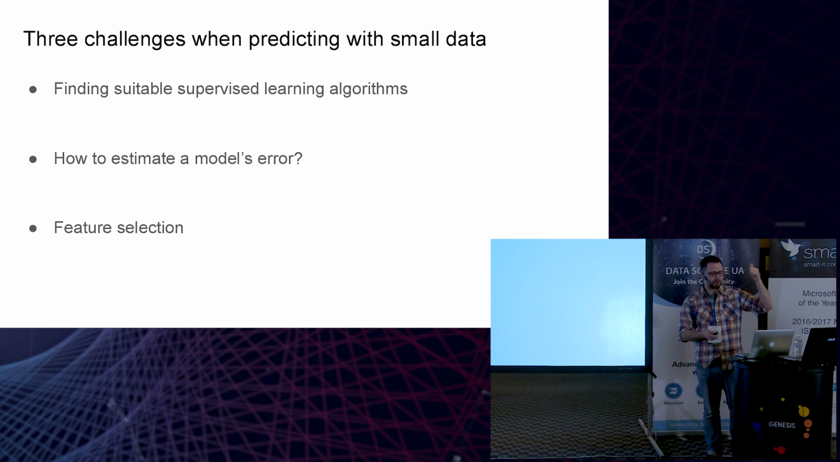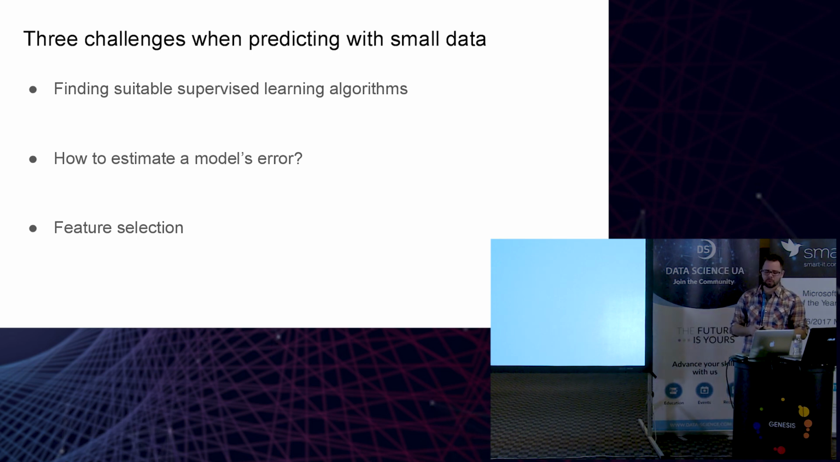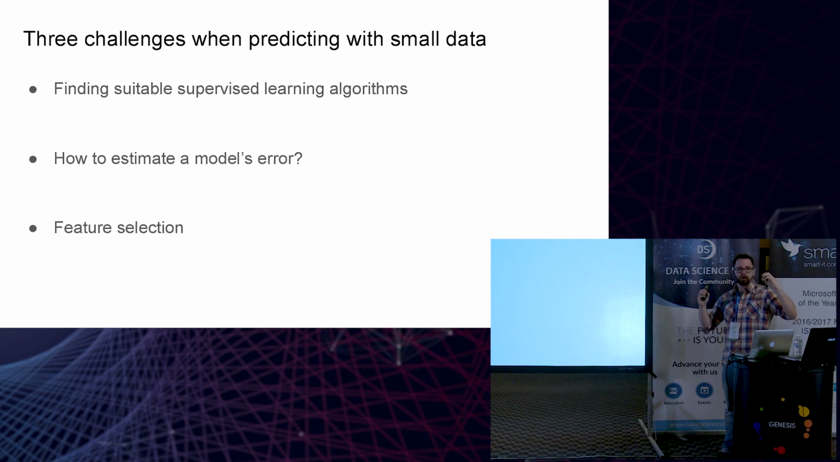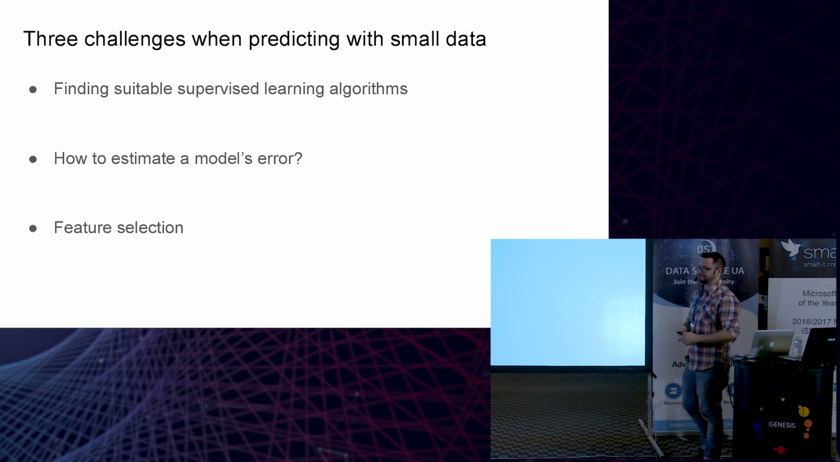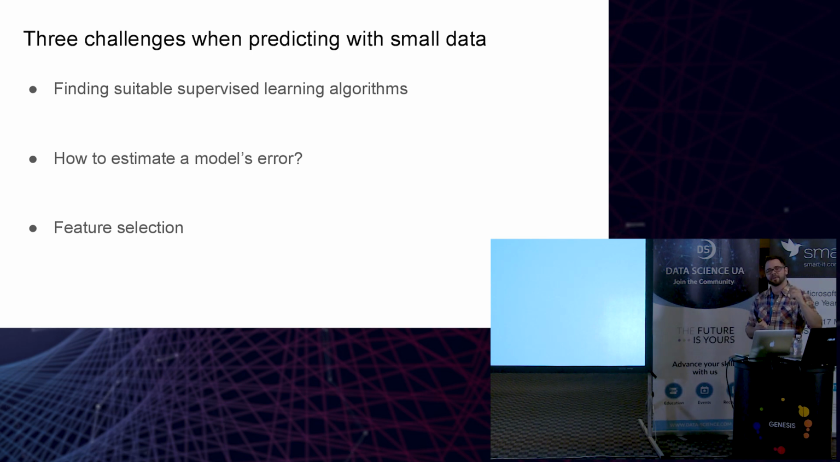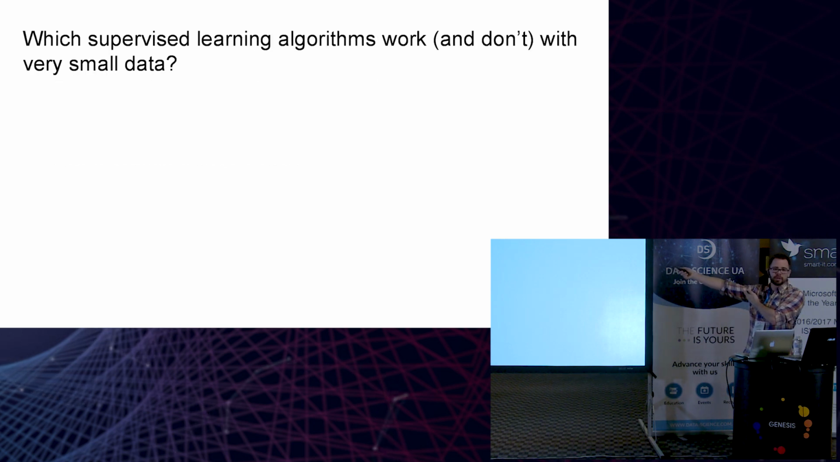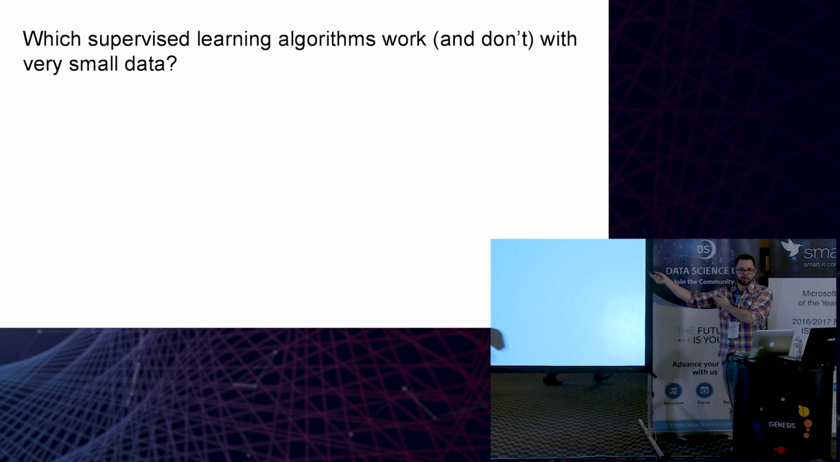Also, how do we estimate a model's error? This seems like a very technical problem, but I will show you why it's very important. Actually, this is the key issue, because when you're working with such small data, all your estimates about how good or how bad this model is have a lot of error, because you're trusting a model fit on very small data. So you really want to get this number as accurate as possible. So basically, how do you do cross-validation? And it's not so trivial how to do cross-validation in small data.